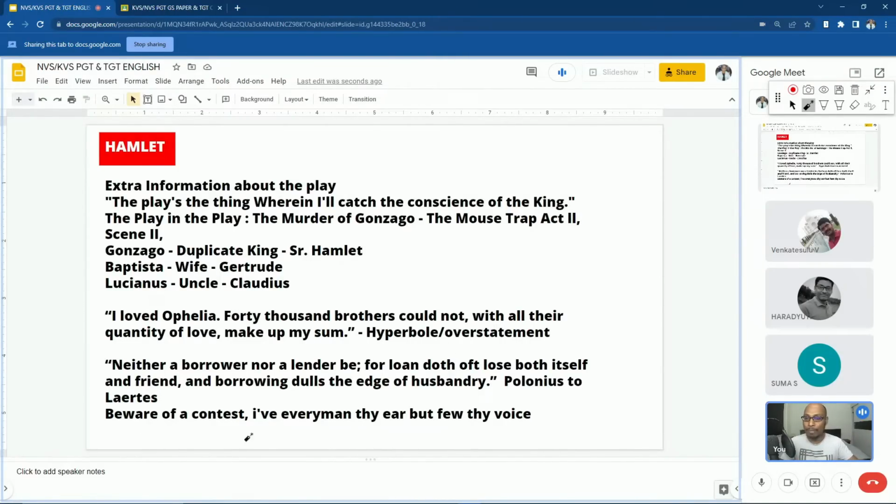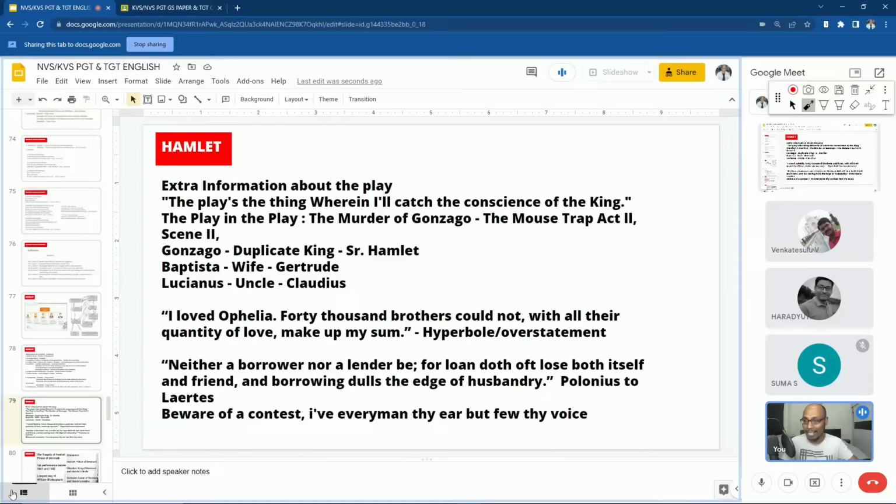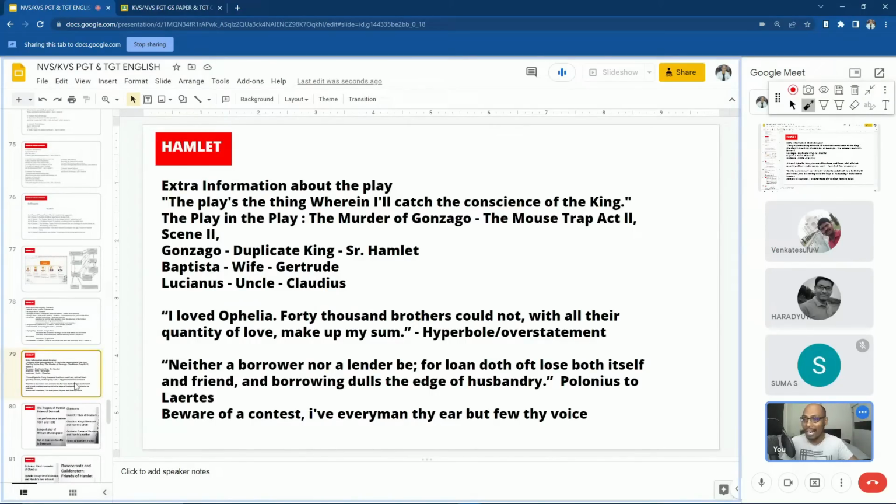And he says one more very famous wise sentence: beware of entrance to a quarrel. Give every man thy ear, but few thy voice. Listen to everybody, don't give promises to everybody. So these are very famous lines from Shakespeare's Hamlet, wise advice given to his son. Polonius is considered to be the wisest father in English literature.